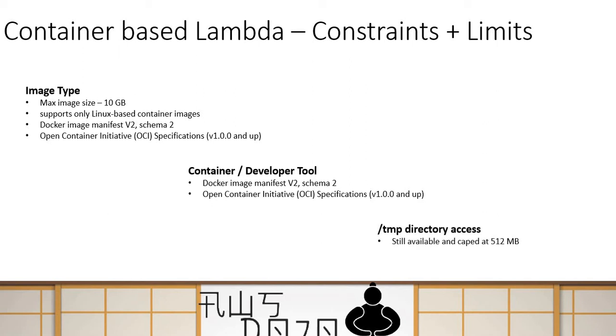In a generic Lambda function, you know that you have a temporary directory access where you can store a local file up to 512 MB. That is still possible, by the way, and it is still 512 MB. Just because you're using a Docker image or container image, it's not going to increase or decrease. So you still have access to the temp directory, and that is capped at 512 MB. And that's on the constraints or limitations part.